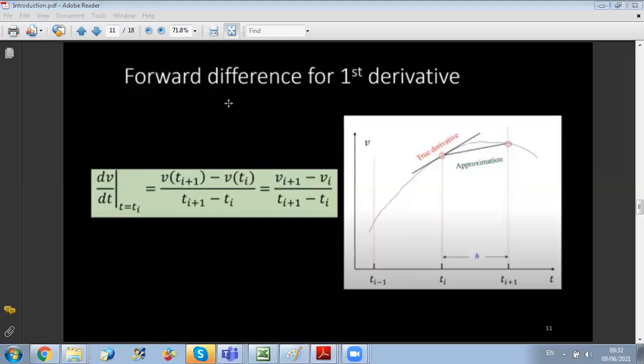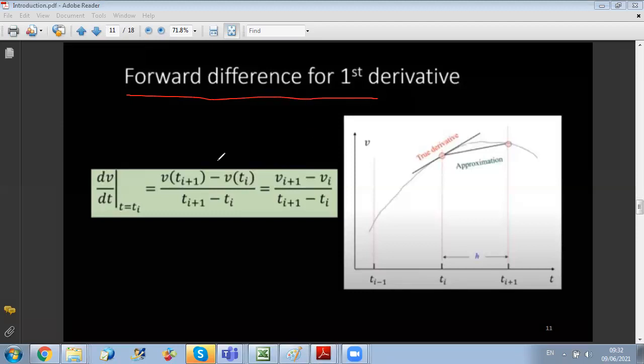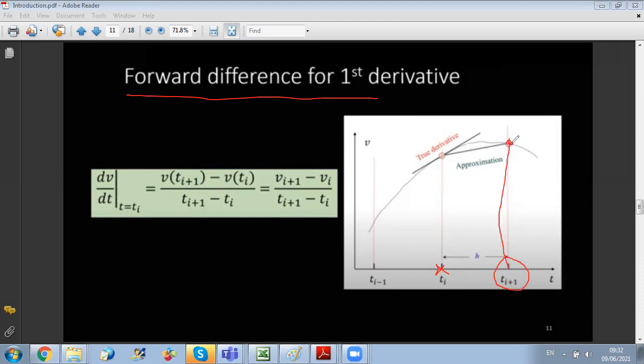Okay, thank you. So the first way for the derivative is the forward difference method. As we introduced it, we just have to take the point after. So if I have, let's say, v at ti, and I want to predict the derivative at ti, I will take the point just after it. So for the point after it, I have vi plus 1.